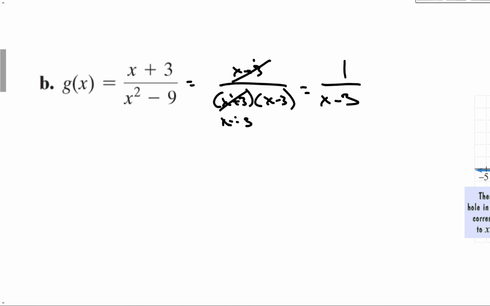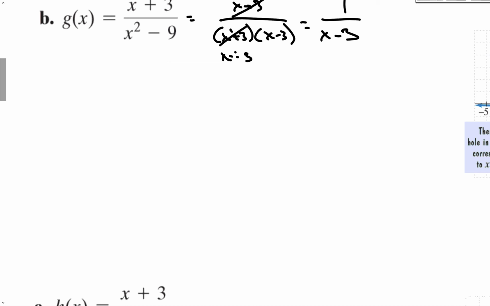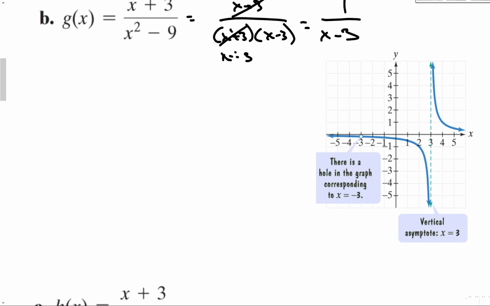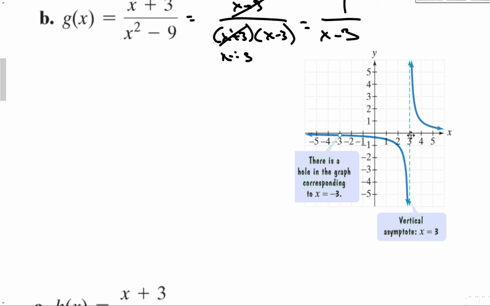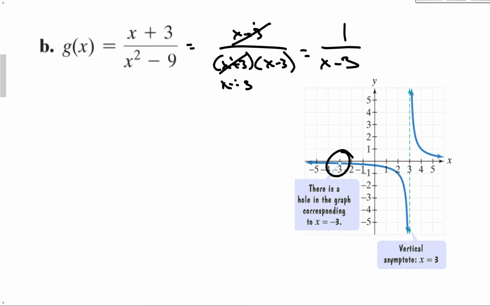Another name for these removable discontinuities is holes, because when I graph the function, I see my infinite discontinuity, my vertical asymptote right here at 3, but right there, all I have is a space in the function where it is undefined. Because if I look at the original function, I still can't plug -3 into this original function without getting it to be undefined. Okay, but because I was able to cancel that factor out, right, it's not a vertical discontinuity. It's something like this called a hole.